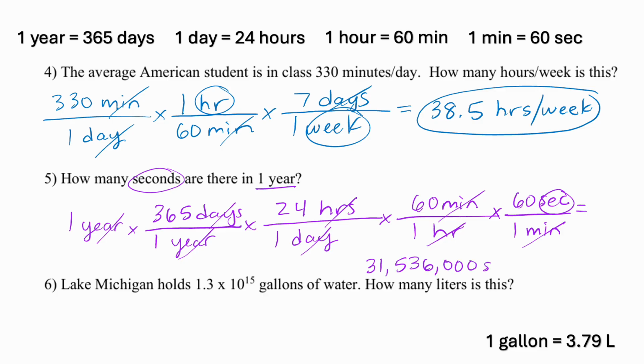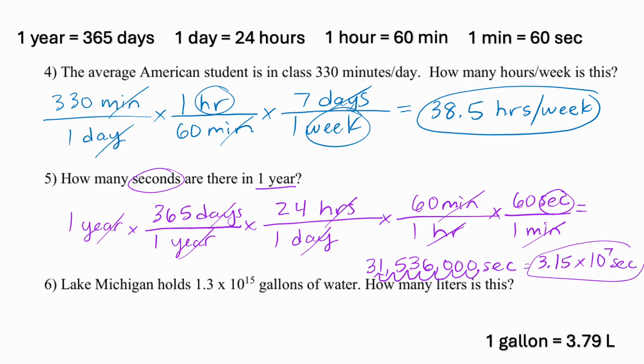31,536,000 seconds. Now again, let's practice putting that into scientific notation. Our decimal point is here. 1, 2, 3, 4, 5, 6, 7. Since that is a large number, that will be a positive exponent. So that's going to be 3.15 times 10 to the 7th seconds.